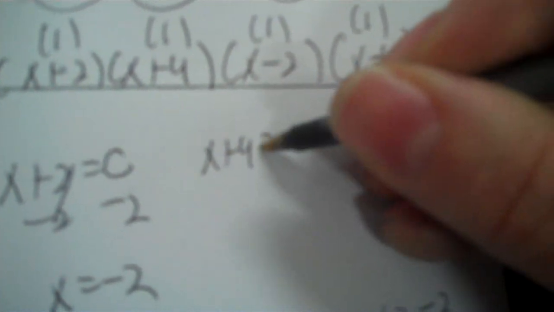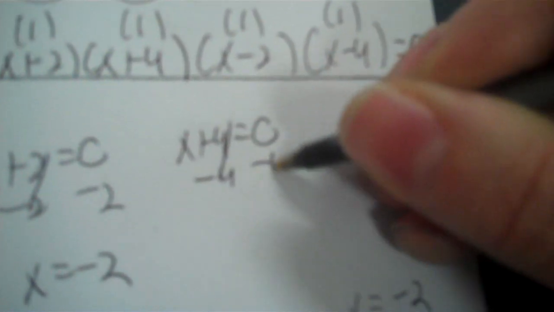So x plus 2 could equal 0. It's going to be negative 2. x plus 4 could equal 0. Gives me negative 4. x minus 2 could equal 0. It's going to be positive 2. x minus 4 could equal 0. That's 4. Okay, all different roots.